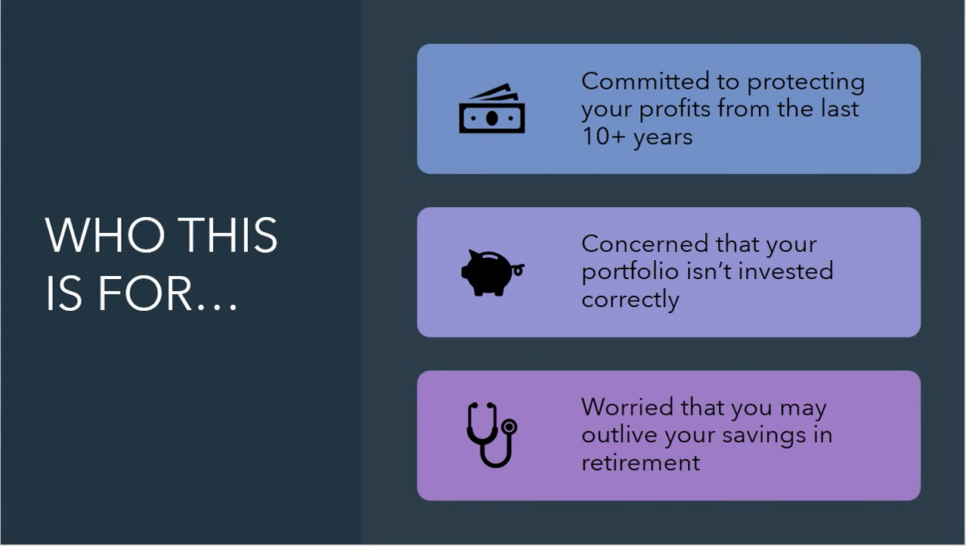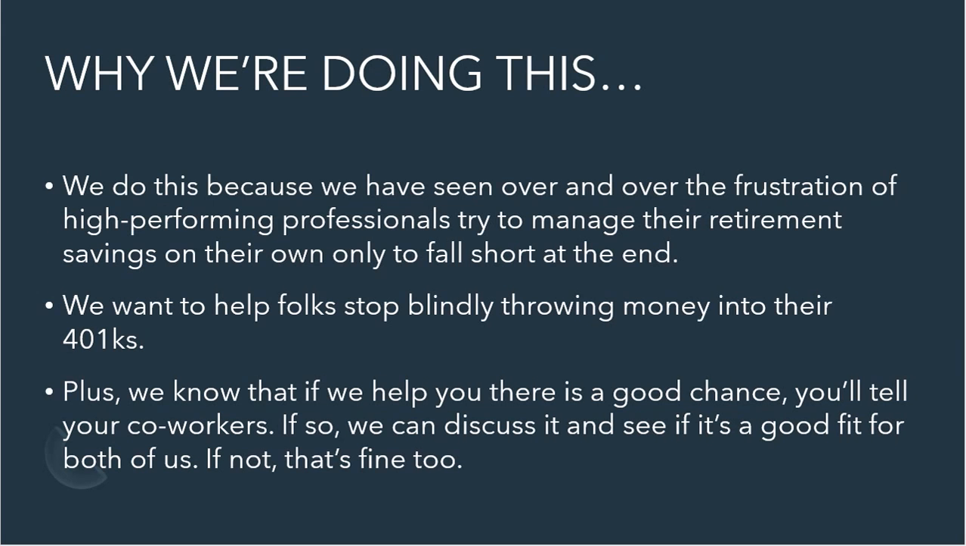And before I let you go, this is who it's for. If you're committed to protecting the profits that you've made the last 10 years, concerned that your portfolio isn't invested correctly, and worried that you'll outlive your savings. One of the things I mentioned with equity index annuities is there's a living benefit, which means that if your account goes to zero, and you're taking income every single year, you still get your paycheck every single month. That's your pension. You're defining your pension for yourself. So that's a key point.